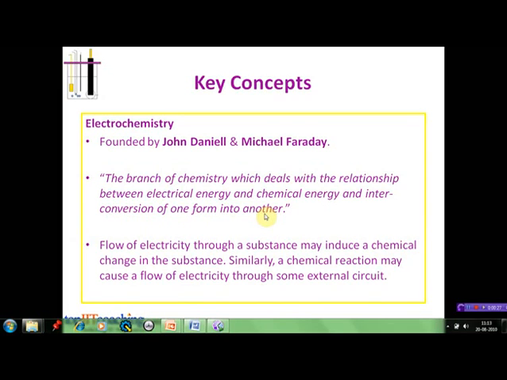Electrochemistry is based on the concept that flow of electricity through a substance may induce a chemical change in the substance. Similarly, a chemical change may cause a flow of electricity through some external circuit.